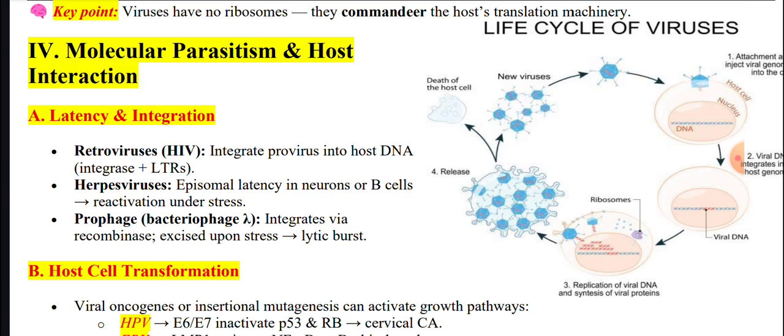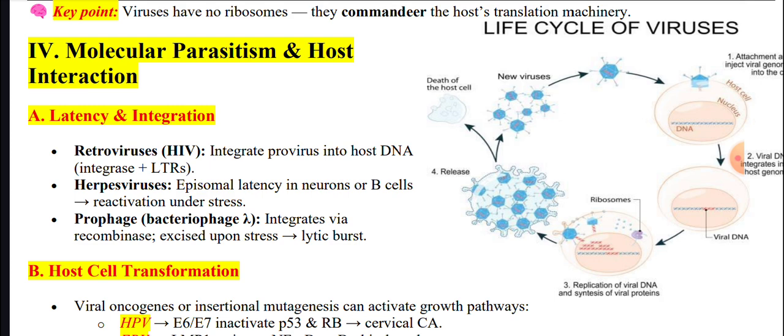Reactivation can happen later, often triggered by things like stress, illness, sunlight exposure, or immunosuppression. The episome then wakes up and starts the lytic cycle again, causing recurrent symptoms like that cold sore appearing. It's fascinating how these different families evolve distinct long-term survival plans. And what's truly amazing is how ancient this strategy is.